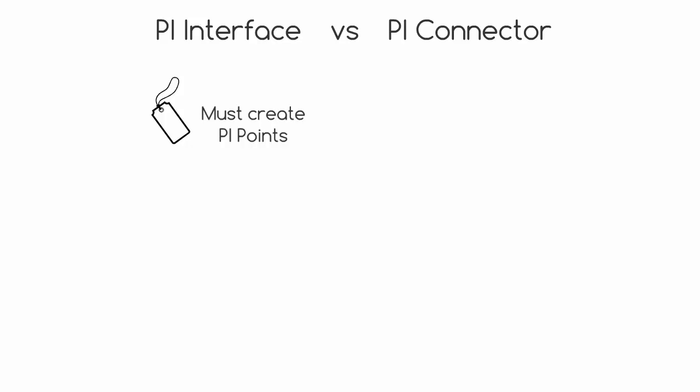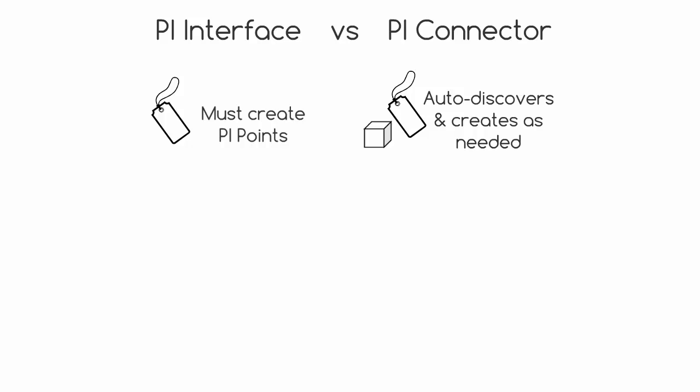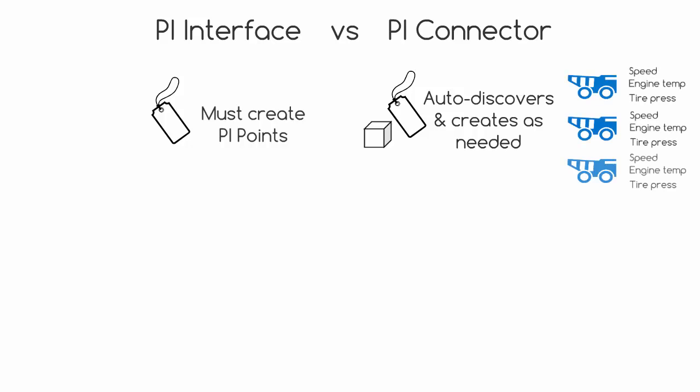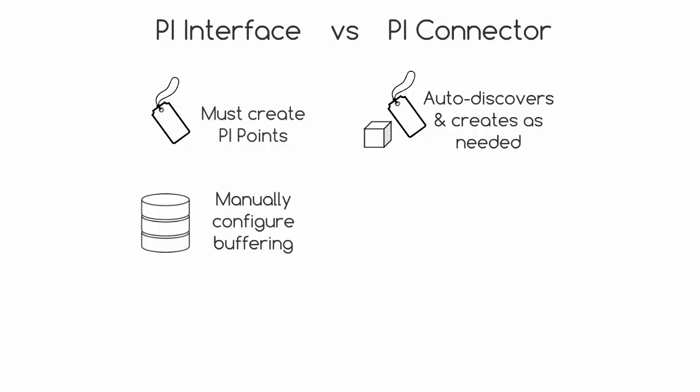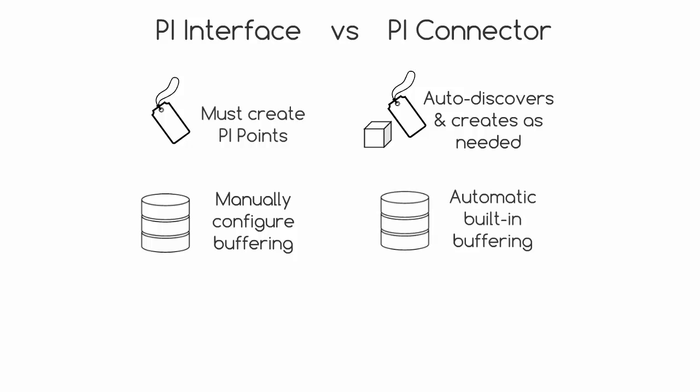The Pi connector will then create the Pi points, elements, and attributes needed to store all the data you've decided to collect. If new data streams are added to your data source, these can automatically be collected by the Pi connector. This can be especially useful if new data is often added at the source. For example, if you're monitoring a fleet of trucks, and data from new trucks are constantly being added to your data source, the data from these new trucks can automatically be collected. Other configuration steps are also streamlined. For instance, while buffering needs to be configured manually for Pi interfaces, Pi connectors have an automatic built-in buffering mechanism.